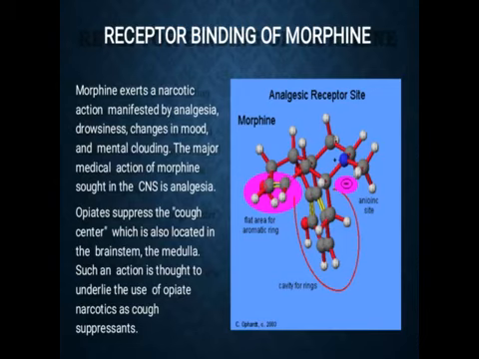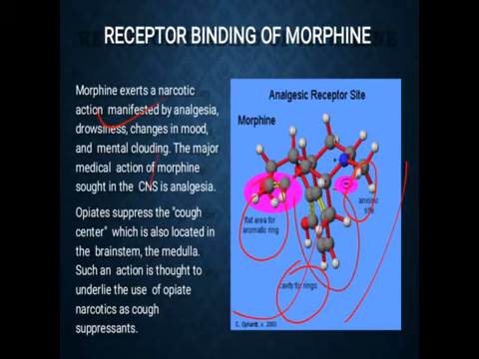The opiates suppress the cough center, which is located in the brain in the medulla. So it also shows cough suppressant action. Okay. So the major medical action of morphine is the same as the analgesic. Morphine exerts the narcotic action by the analgesic, drowsiness, change in mood, as well as mental clouding. So in this way, the binding of the morphine to the receptor takes place. The anionic site is also there, a flat area for the aromatic ring and a cavity for the ring. So these are the parts of the receptor. This is the structure. So in this way, the morphine binds to the receptor.